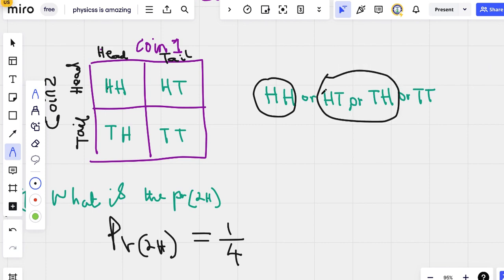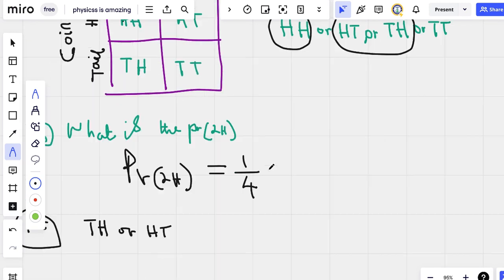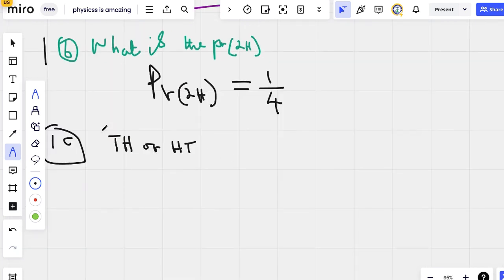Head and a tail in any order. In any order means it doesn't matter whether the head comes first and the tail comes second, or the tail comes first and the head comes second. So that's the meaning of in any order. So there are only 2 such possibilities out of 4. So the probability of head and tail in any order is equal to 2 over 4.